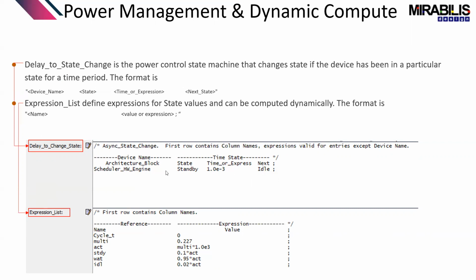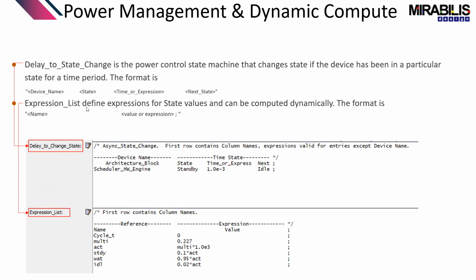So which means that we are moving from standby to idle state if it is in standby state for more than 1 millisecond. So this is a kind of power management or power optimization that can be done using this powerTable. So this is very same as, for example, we have the laptop, and if the laptop is not being used for, let's say, 5 minutes, then the laptop screen can be turned off. Similarly, the same kind of operations can be done using the delay to state change state parameter section.